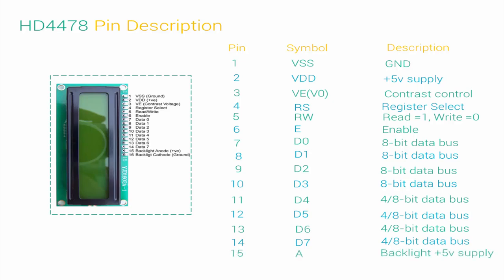And then we have pin 15. Pin 15 has the symbol A. This is the anode of the backlight. When we turn it off, we save power. When we turn it on, it takes a bit more power. So we can turn it on and off by using the A and the K pin. The K is the ground for the backlight.